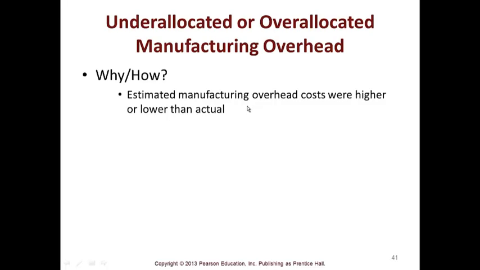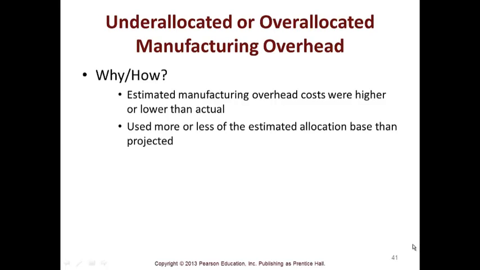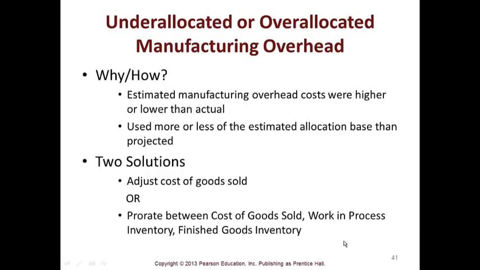It's really important for the managerial accountants to have that understanding of the business. You probably used more or less of the estimated allocation base than projected in reality. So you projected you were going to use this base and you ended up using less. So you have two solutions. You can adjust the cost of goods sold, or you can prorate between cost of goods sold, work in process, your inventory, and your finished goods, because you have to do something at that point.